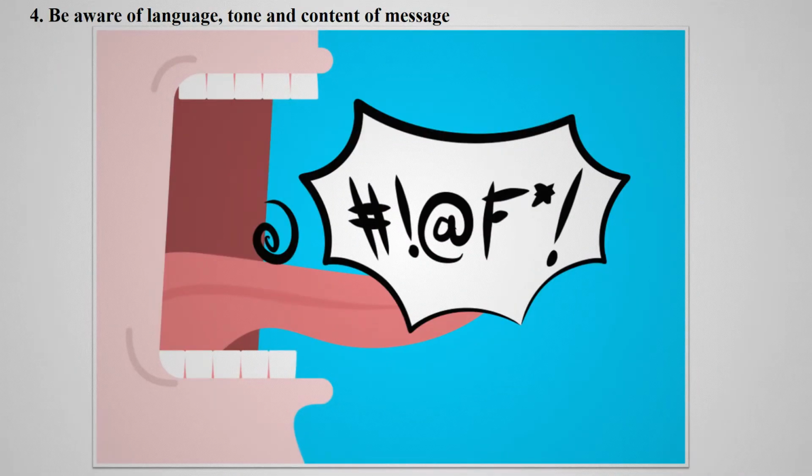Next point, be aware of language, tone, and content of the message. The content of the message, the tone, and the language used are important aspects of effective communication. The language used should be understood by the receiver and should not hurt the sentiment of the listener. The message should be interesting to provoke a response from the listener.